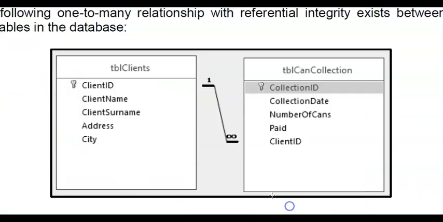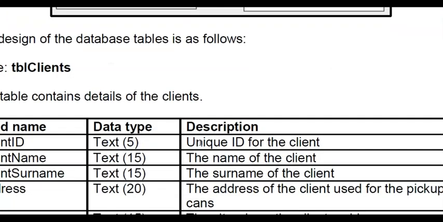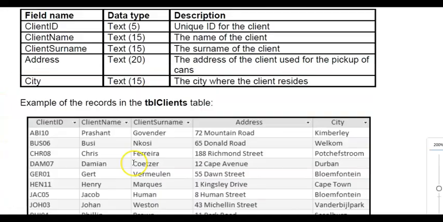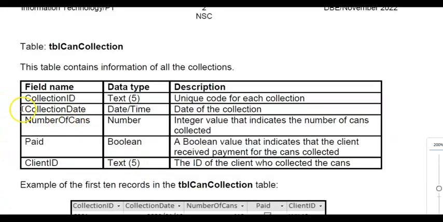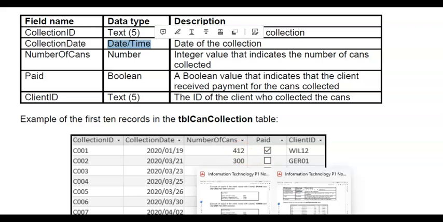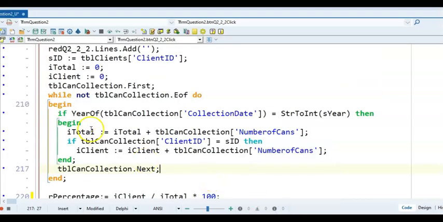Now, if you go back to your tables, you will remember that our date, so we just have to quickly find it. That collection date was a date time data type, so it holds the entire date, but we are actually just looking for a specific year. And therefore, I've used YearOf, the Delphi function, to extract the year from the collection date. Remember, YearOf, MonthOf, and DayOf can only be used on date time data types.